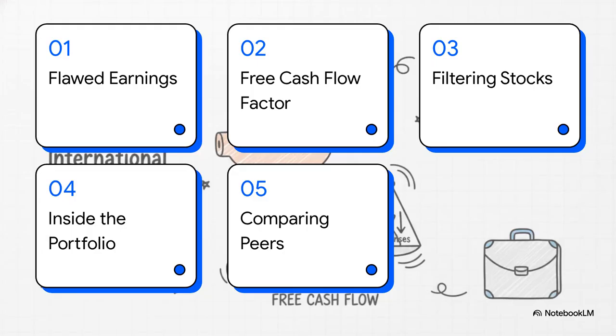So here's our roadmap for this explainer, to take us from the dense accounting theory all the way to practical portfolio construction. 1. The flaw in traditional earnings. 2. The free cash flow factor. 3. How ABLG actually filters stocks. 4. A look inside the portfolio. And 5. Comparing ABLG to its peers.